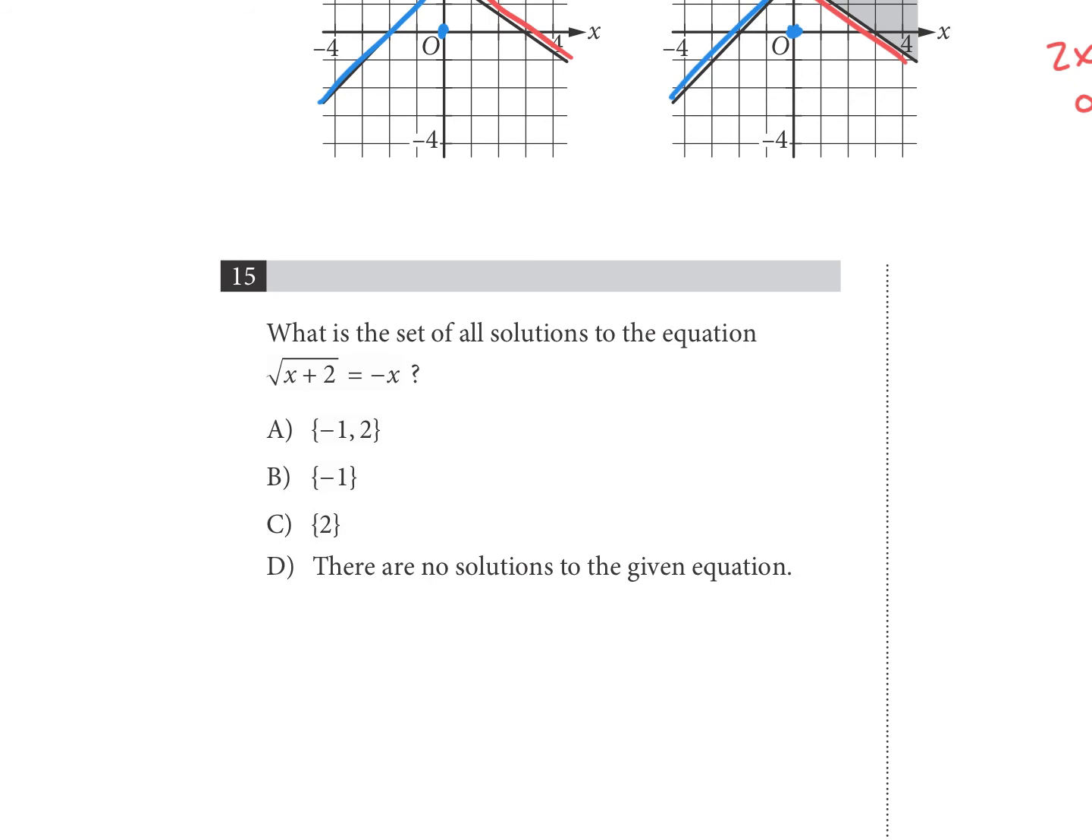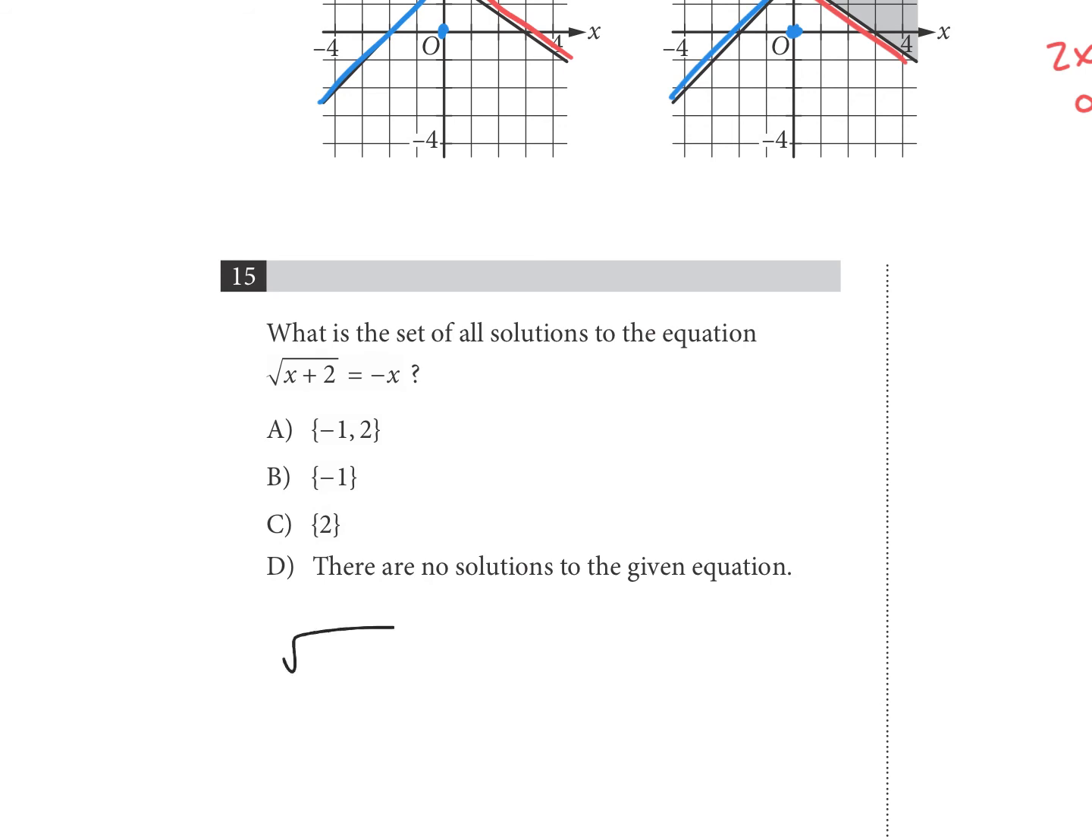So what is the set of all solutions to the equation? This is looking like a kind of a trick question, simply because you can't get a negative when you square root something. So there's really nothing I could plug in that's going to give me a negative unless x is negative. So let's see if we can figure this one out. If x is negative, then I might have a negative and a negative equaling a positive. So let's see what we can do.